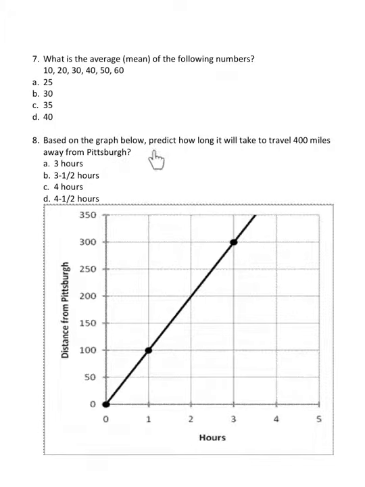Number 8. Based on the graph below, predict how long it will take to travel 400 miles away from Pittsburgh. A. 3 hours, B. 3.5 hours, C. 4 hours, D. 4.5 hours.